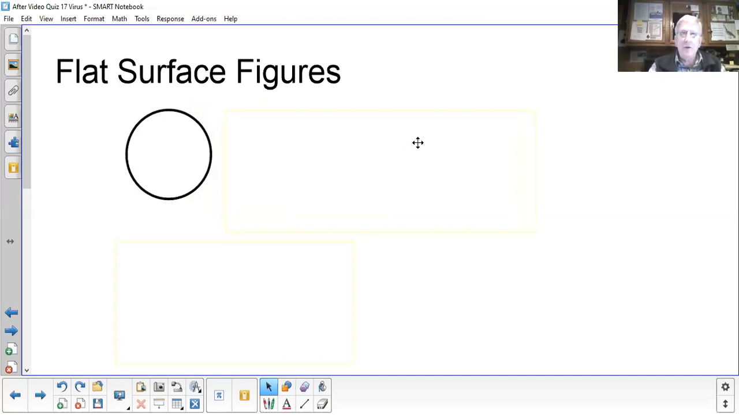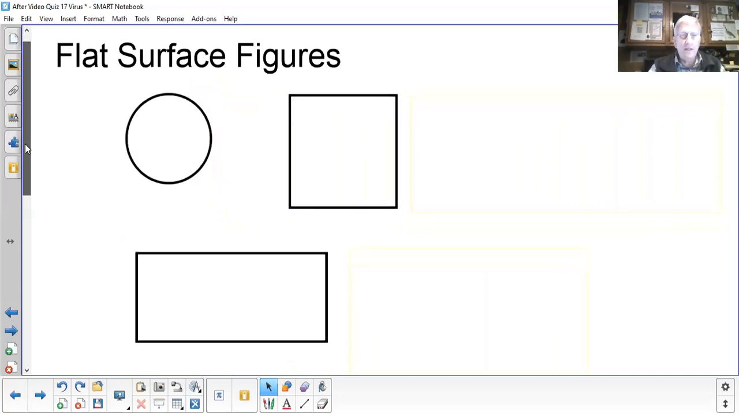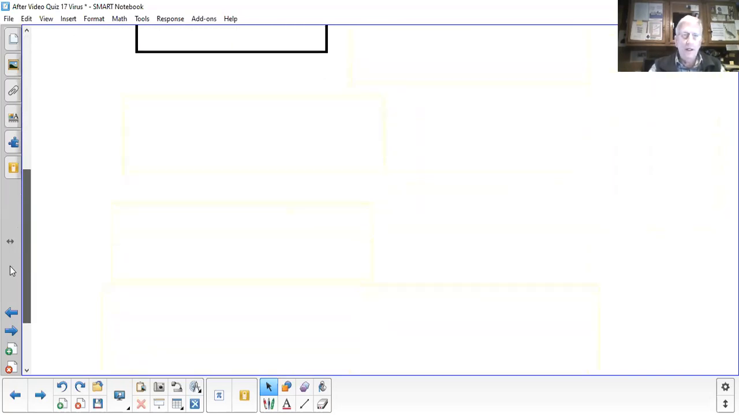The more familiar one you might be aware of is the square, which you see right here, obviously. Okay, from middle school, you remember that very well. And of course, your good old buddy, the rectangle, all right? So those are 3 examples of flat surface figures you should be quite familiar with. Let's go down here and look at a couple more.